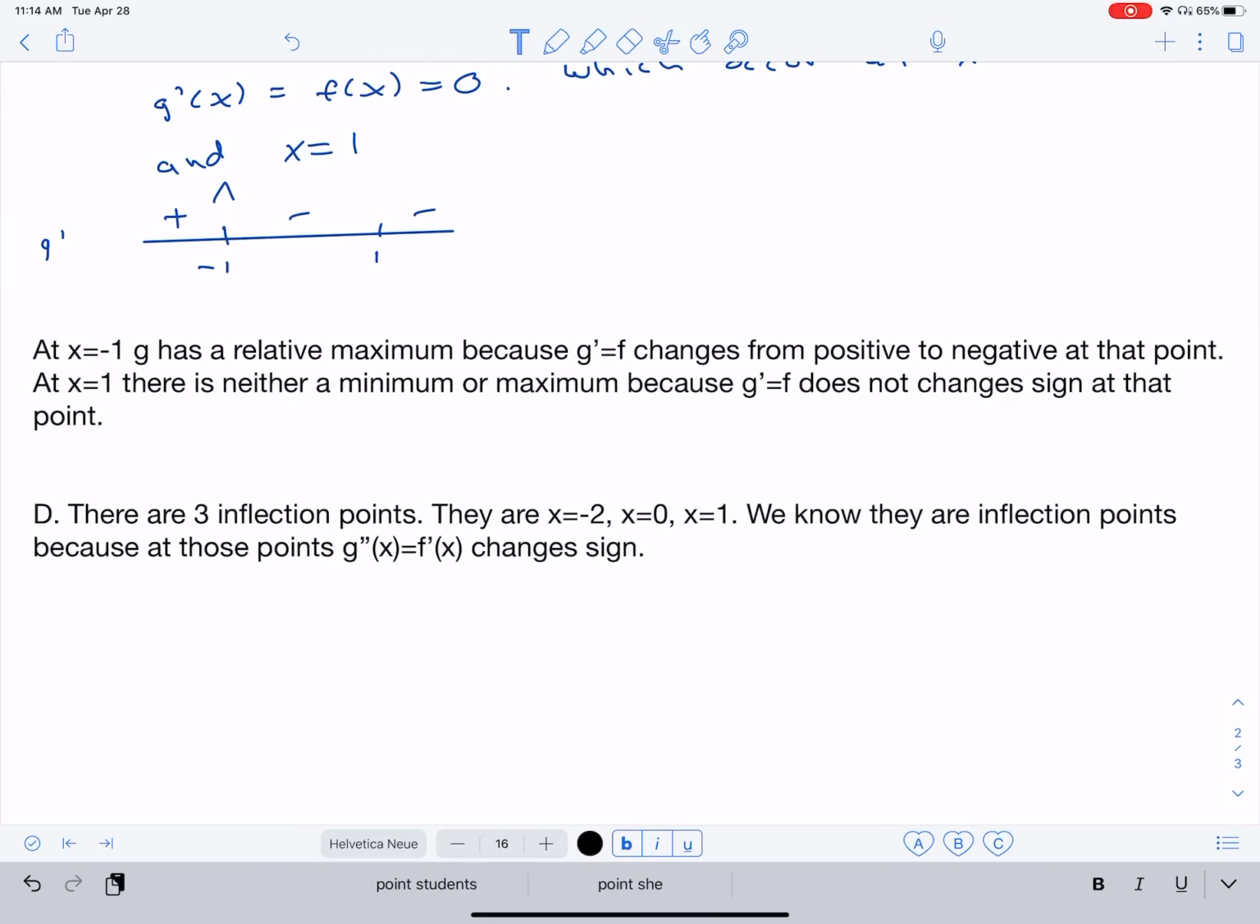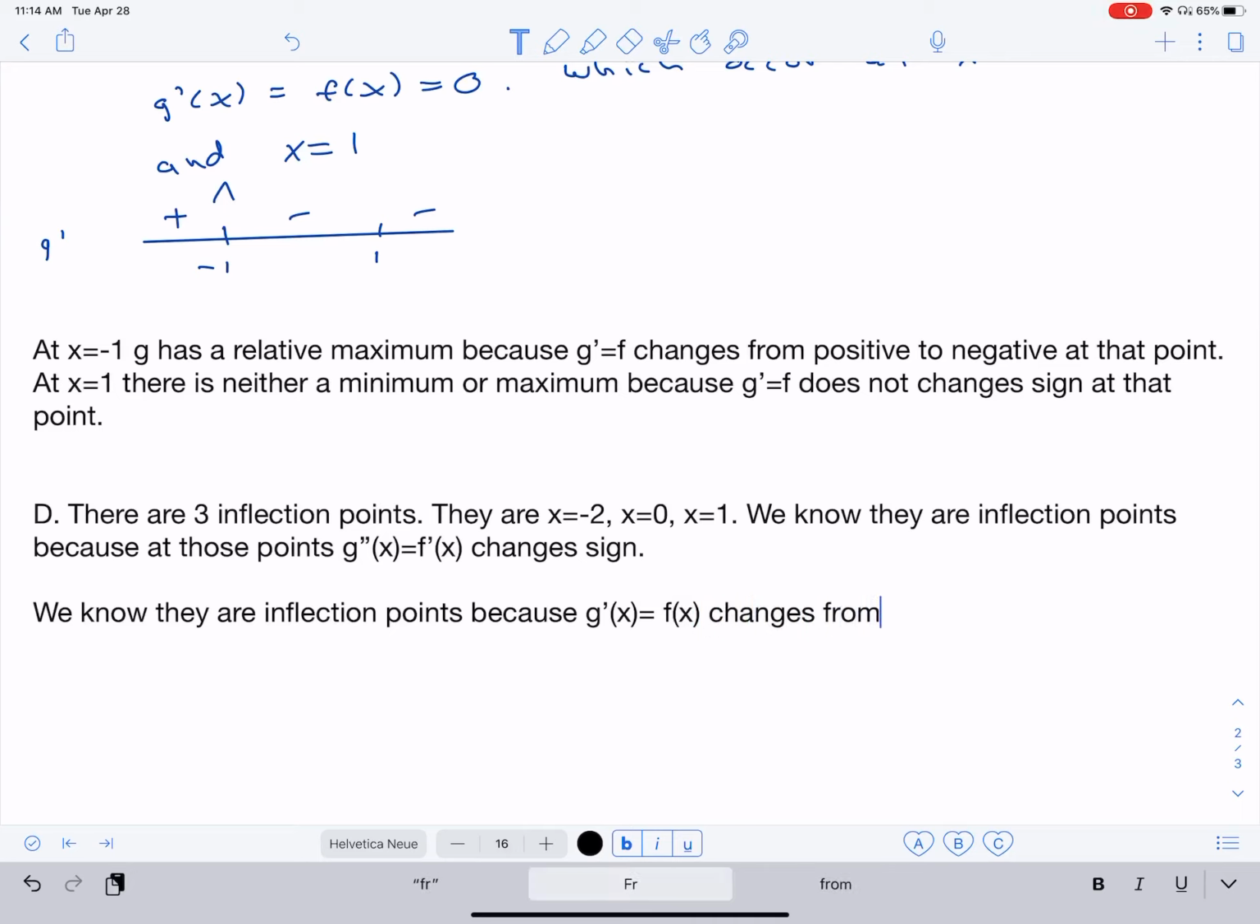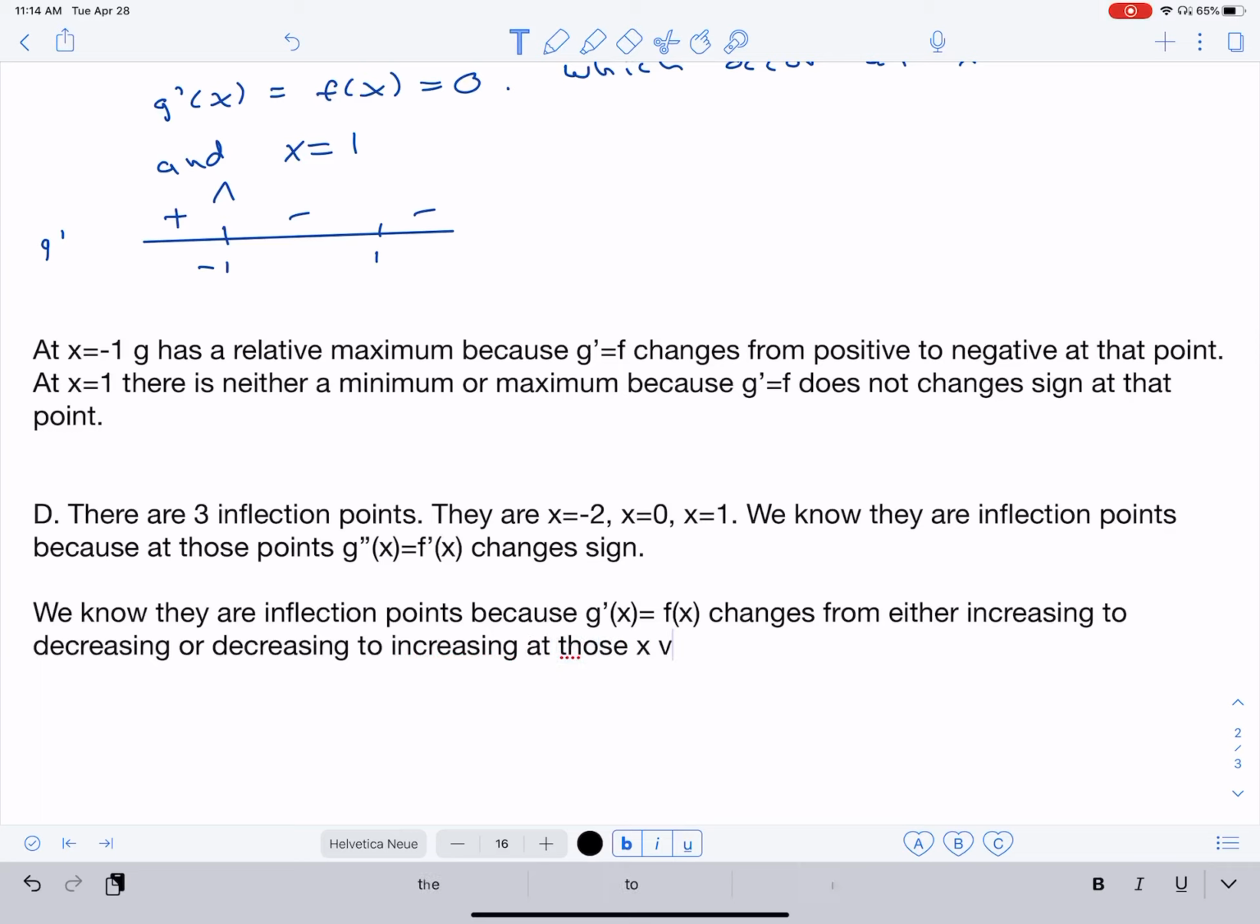So what I could have said instead, so kind of think of this as like option 2, I could have said, we know they are inflection points because G prime of X, which equals F of X, changes from either increasing to decreasing or decreasing to increasing at those points, at those X values.